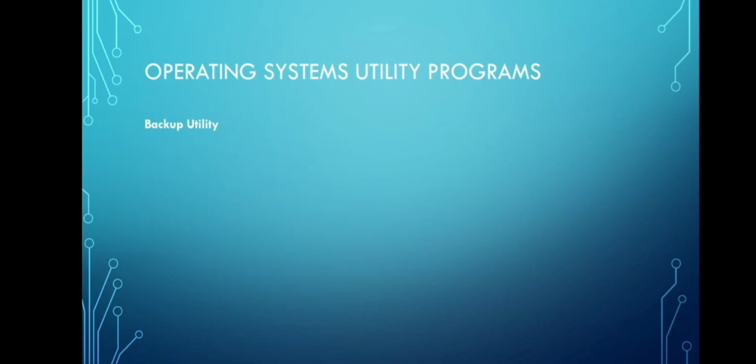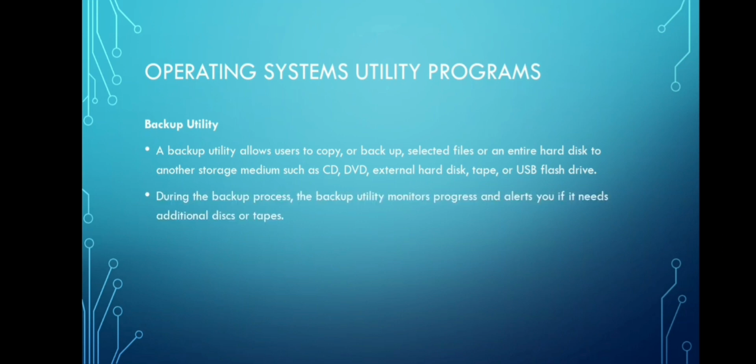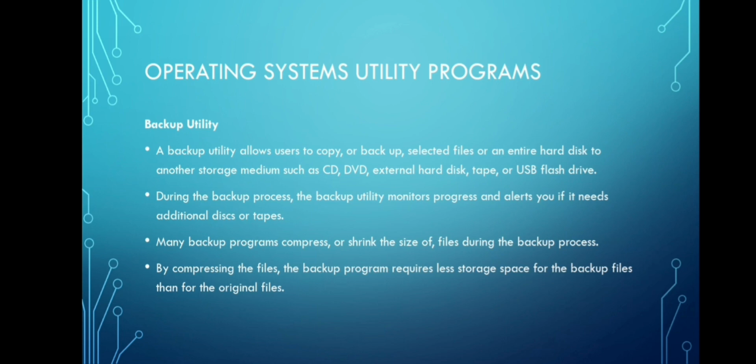The ninth operating system utility program is the backup utility. A backup utility allows the user to copy or back up selected files or an entire hard disk to another storage medium such as CD, DVD, external hard disk, tape, or USB flash drive. During the backup process, the backup utility monitors progress and alerts you if it needs additional disks or tapes. Many backup programs compress or shrink the size of files during the backup process. By compressing the files, the backup program requires less storage space for the backup files than for the original files.